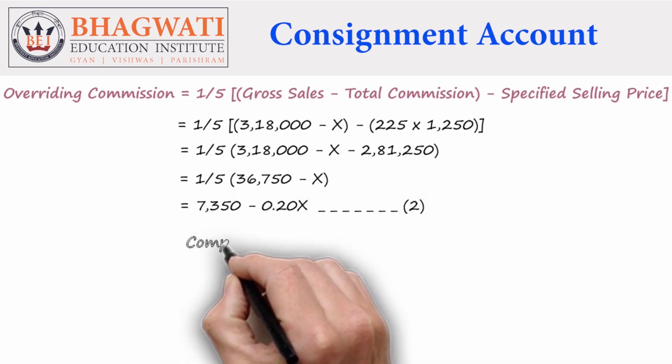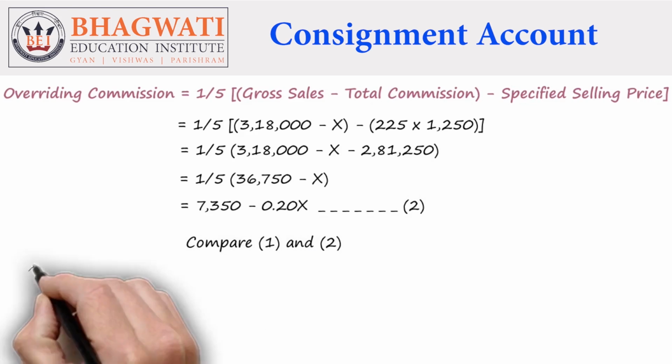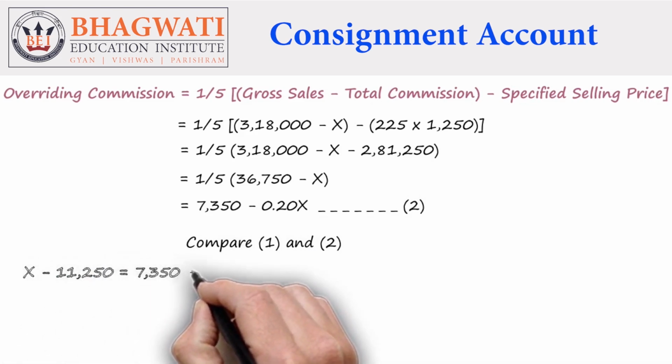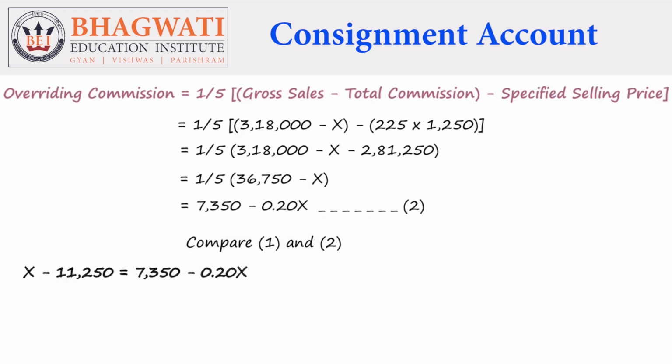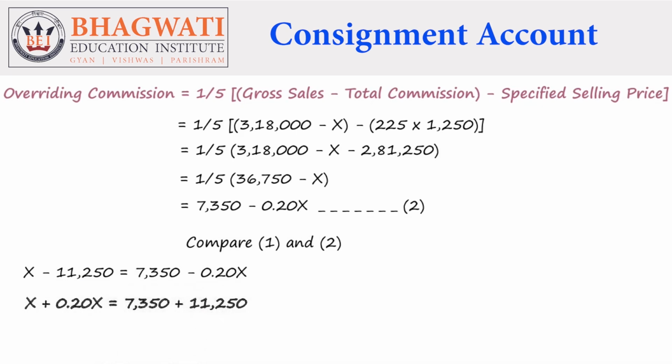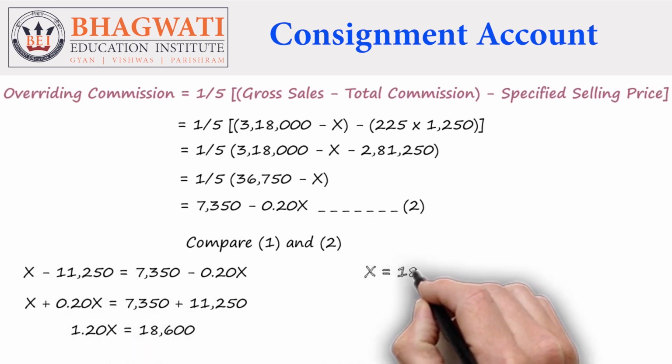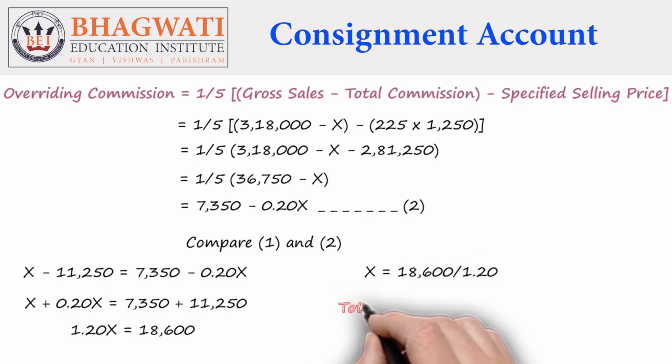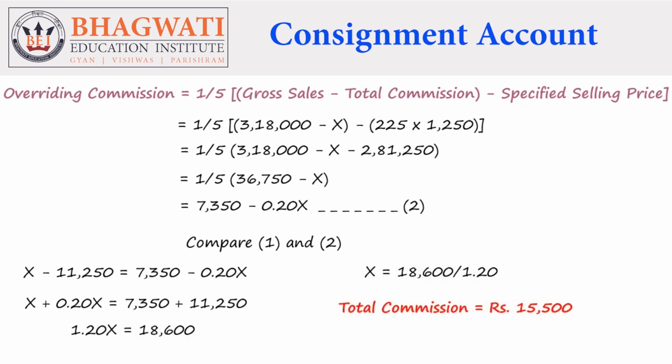Now if I compare 1 and 2 both, then X minus 11,250 is equal to 7350 minus 0.2x. Why? Because X minus 11,250 is overriding commission, and 7350 minus 0.2x is also an overriding commission. That's why these should be equal. Now if I put 0.2x on one side and 11,250 on the other side, then it will be x plus 0.2x and 7350 plus 11,250. That will give me 1.2x is equal to 18,600. So x is equal to 18,600 divided by 1.2. So my total commission will be 15,500.